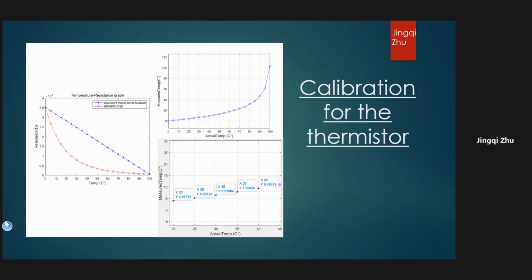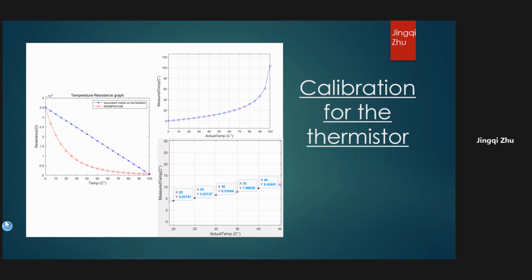Here we can see three graphs. On the left-hand side graph, we can see two lines. The blue one is a graph of the equivalent model on the Multisim. The red one is a theoretical graph of the ND06P00103K thermistor, which can easily tell that there's a great difference in resistance around 25 degrees Celsius, which is the expected temperature for the bioreactor to work.